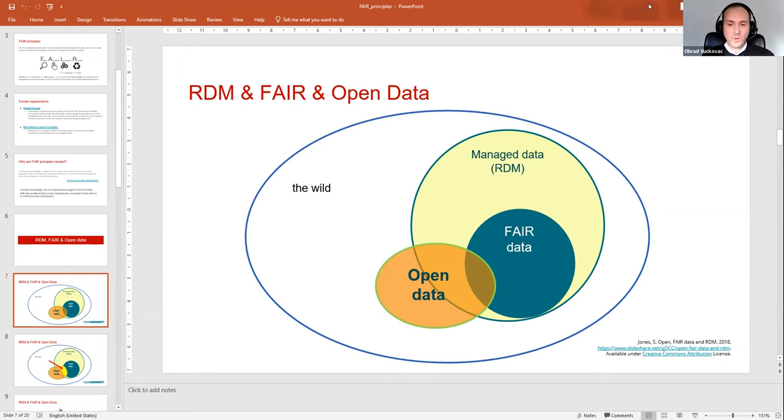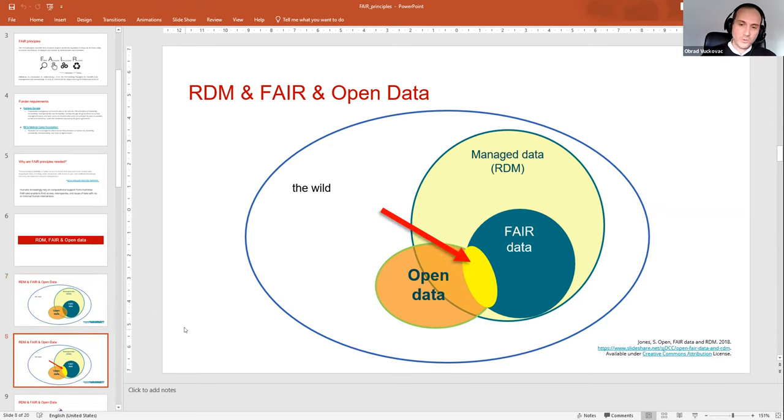And when it comes to open data, it can also be unmanaged. You can open your data even if you didn't apply any good practices of research data management and FAIR. It is not advisable. Advise your researchers that if they want to open data, they should actually go to this section here. They should have that data open and FAIR as well.